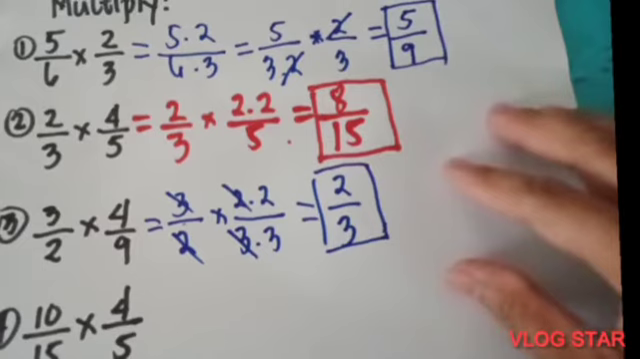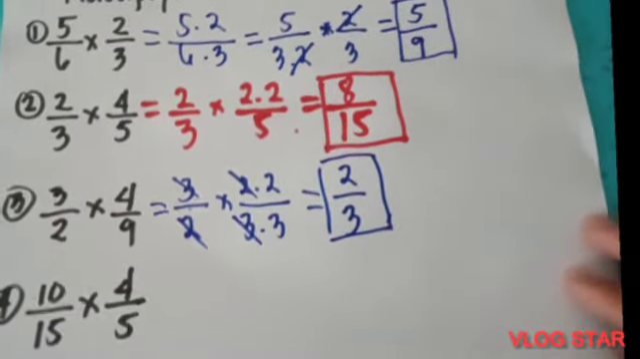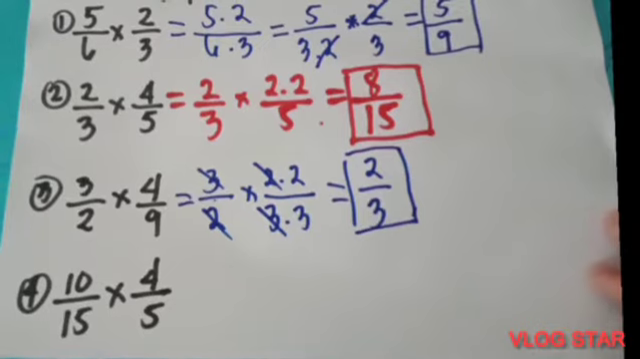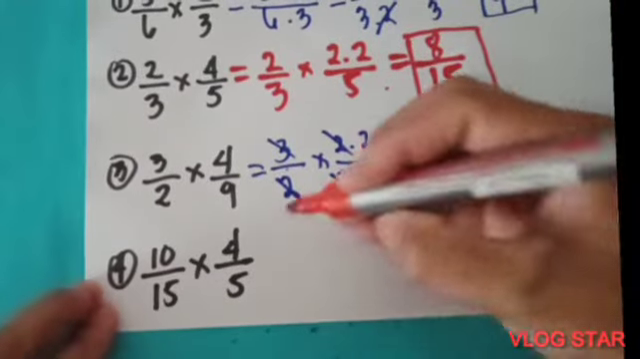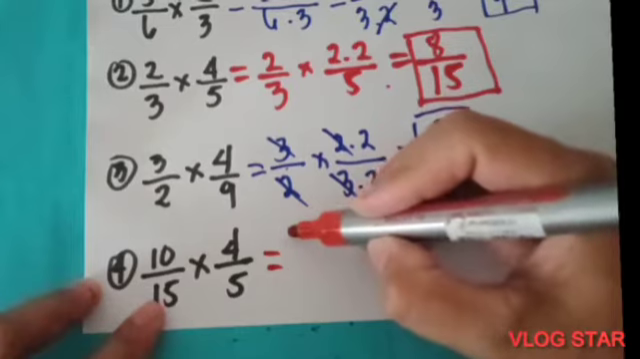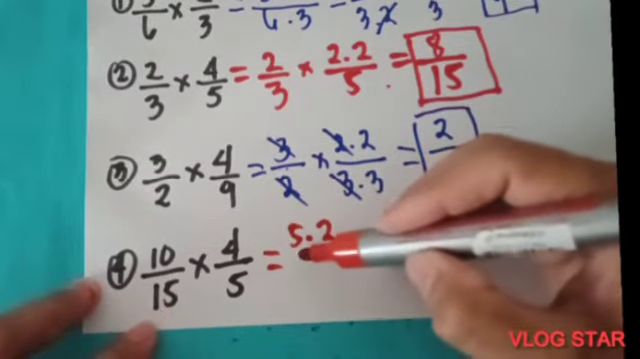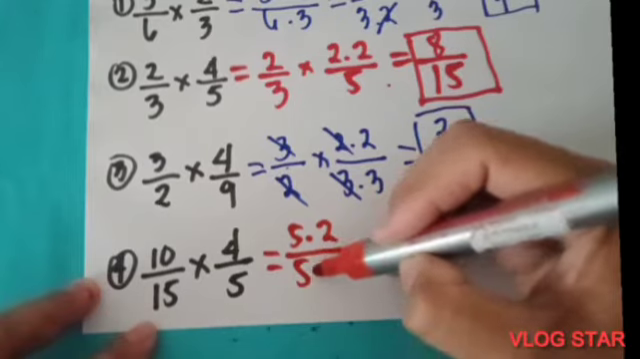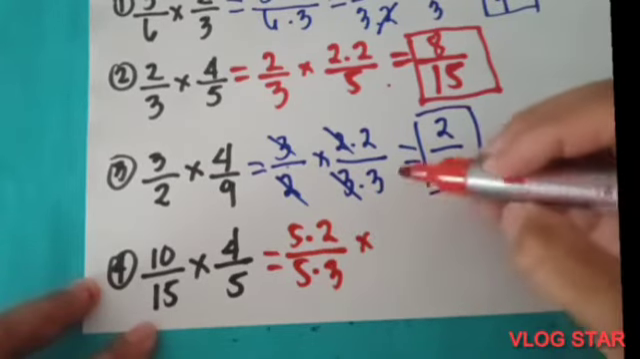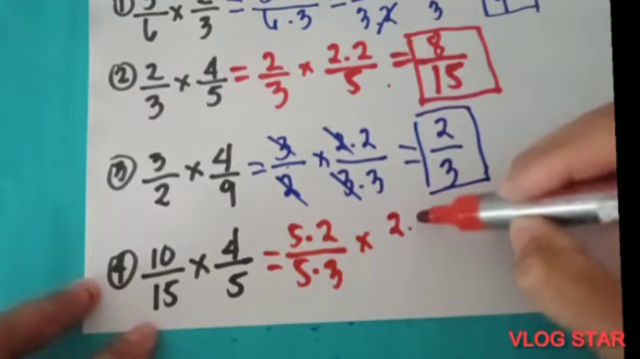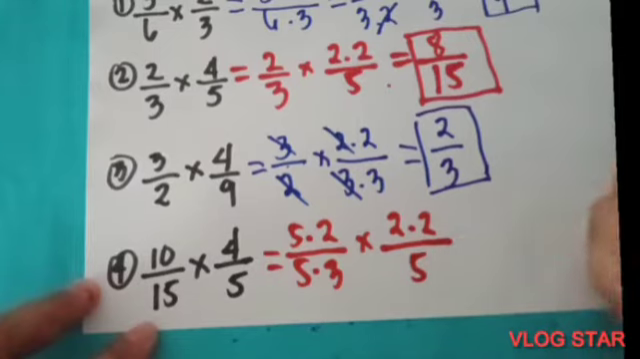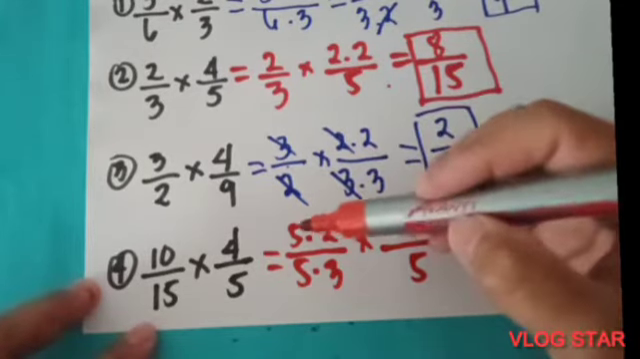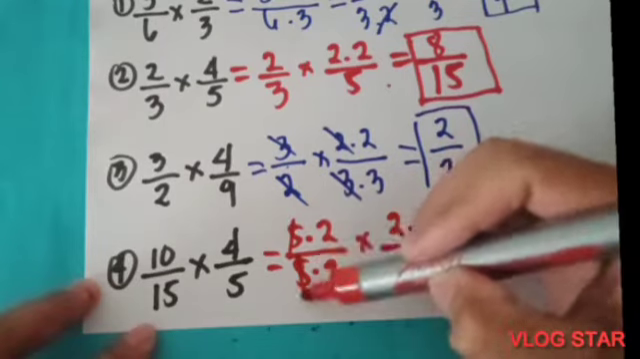Sa number 4 naman ay mayroon tayong 10 over 15 times 4 over 5. So, ang factor ng 10 is 5 and 2. Yung 15 is 5 and 3. Times, yung 4 is 2 and 2. Yung 5 is 5. So, ngayon, cancel natin yung parehas 5.